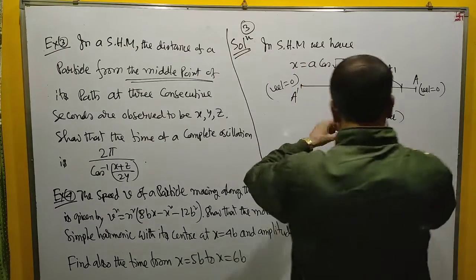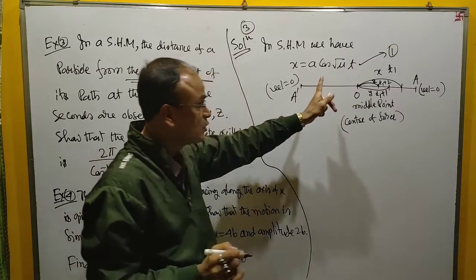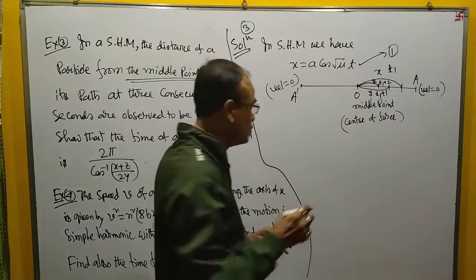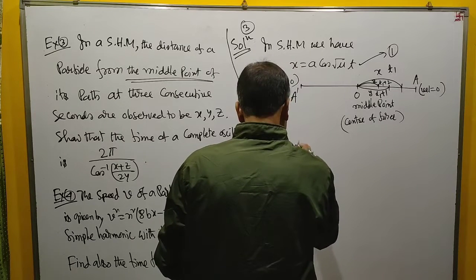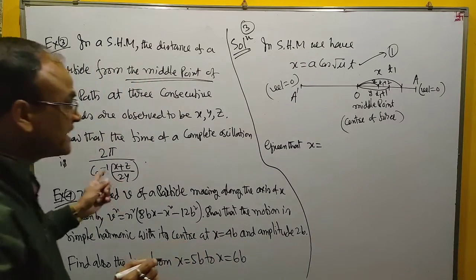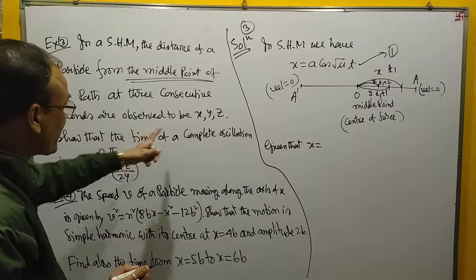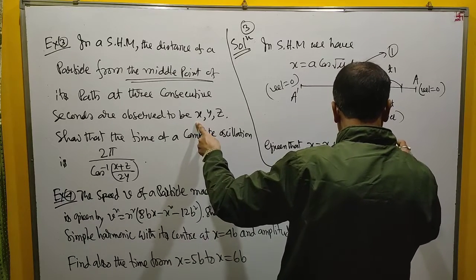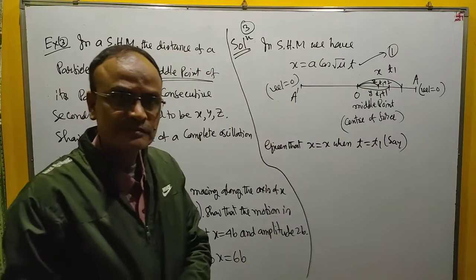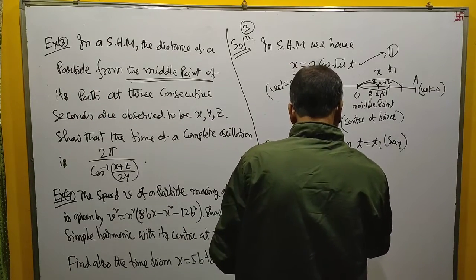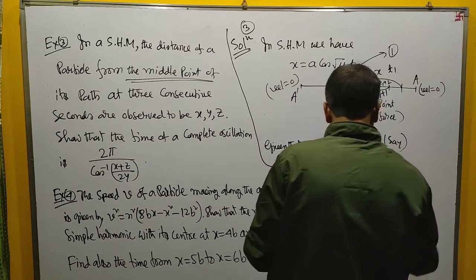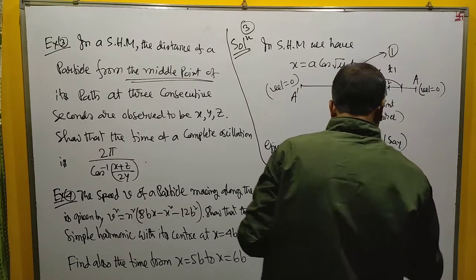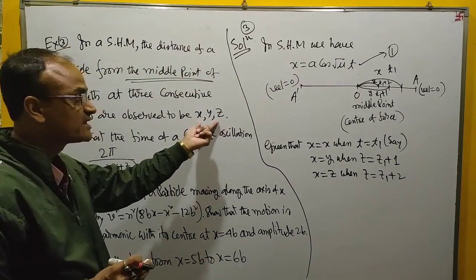In simple harmonic motion, we have this, where x is the distance of the particle from the center of force, or from the middle point, at time t. Given that at 3 consecutive seconds, x equal to x when t equal to t1, x equal to y when t equal to t1 plus 1 second, x equal to z when t equal to t1 plus 2. At 3 consecutive seconds, the distances are given to be x, y, and z.